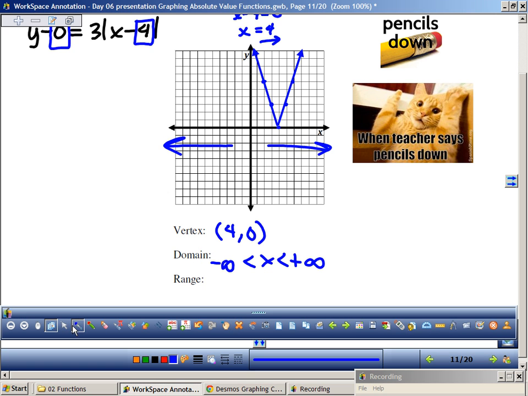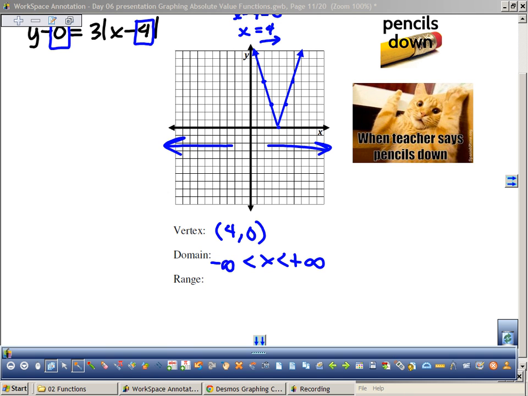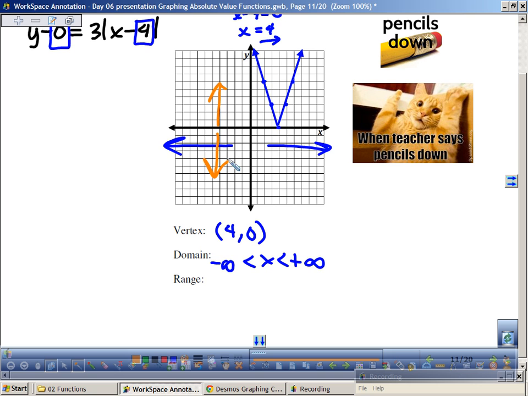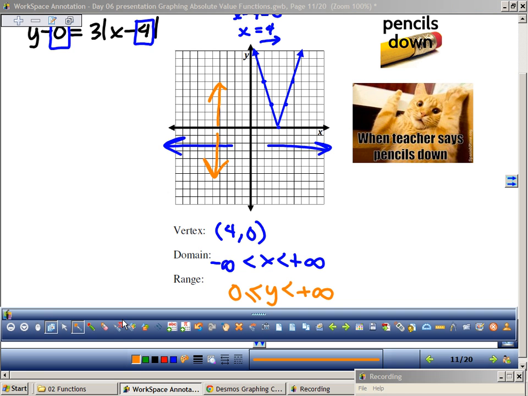Next, I'm going to look at my range. If I look at this direction and this direction, I can't go any further down, right? The graph stops, but then I can keep going in this direction. So my range is y is in between the bottom of my graph, which is 0 and includes 0, and the top of my graph goes on to infinity. Okay, copy that down.